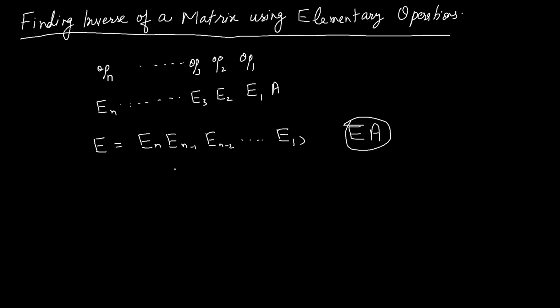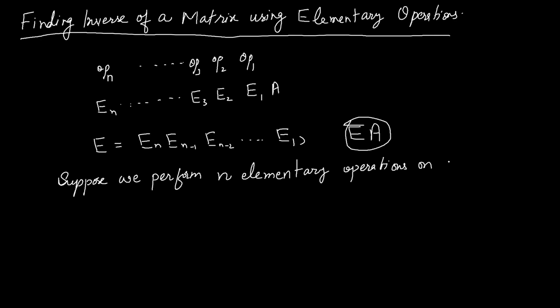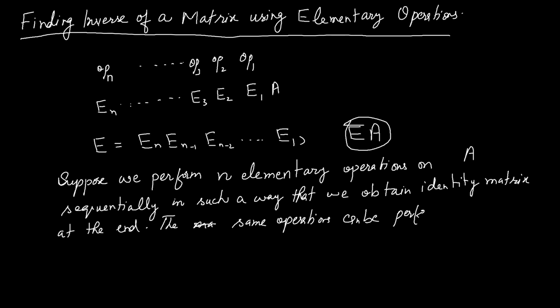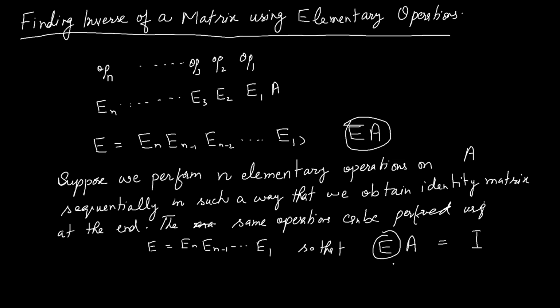Now please pay attention. We perform elementary operations on A in such a way that we obtain identity matrix at the end. These n operations can also be performed using the elementary matrices so that EA is equal to I. Now this looks familiar. It is the definition of the inverse of the matrix A. Here E is the inverse of A.